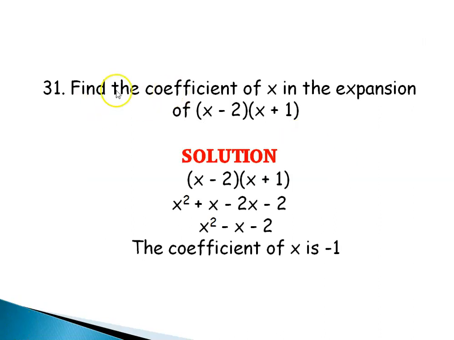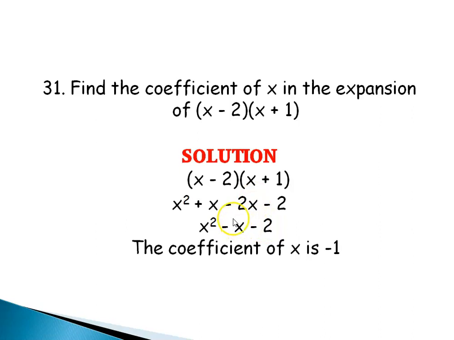Question 31. Find the coefficient of x in the expansion of (x minus 2)(x plus 1). So before we know the coefficient of x, we have to expand. Open this bracket. X times x is x squared. X times 1 is plus x. Minus 2 times x is minus 2x. Minus 2 times 1 is minus 2. So x squared plus x minus 2x is minus x, minus 2.